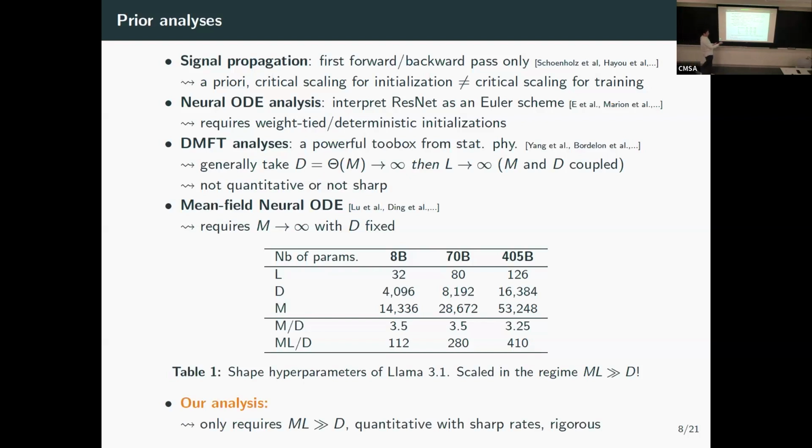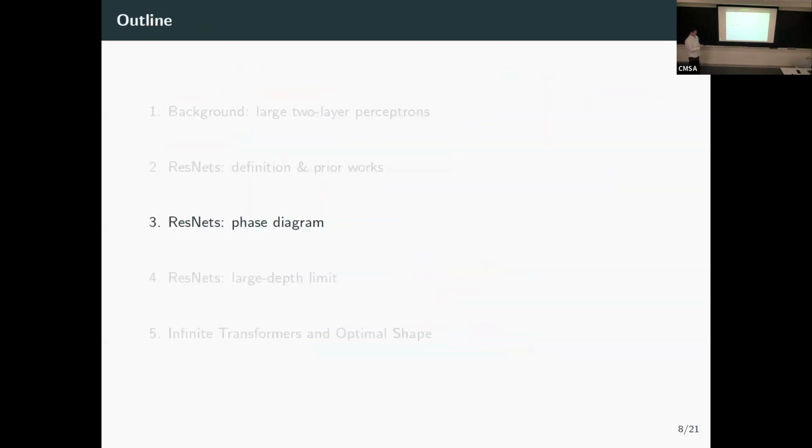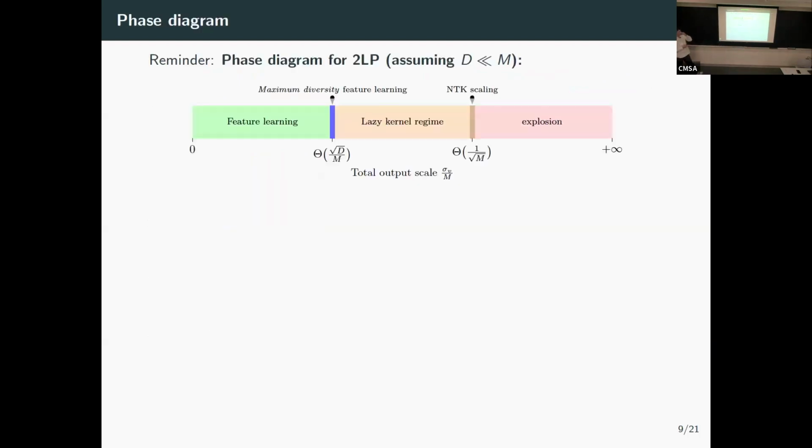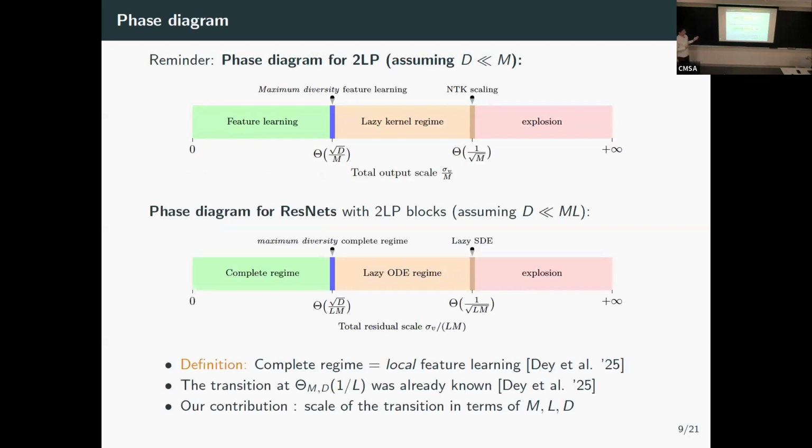And so the question is, how can we approximate this model efficiently? Okay. So before heading into the error bounds, we want to identify the phase which is interesting for training. So this is the phase diagram. Here I recall the phase diagram for the two-layer perceptron, because as you will see, there is something funny happening for these kinds of ResNets: if you replace M by ML, which you can interpret as effective width, you have a very similar phase diagram.